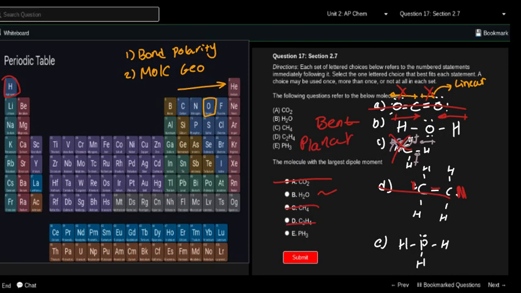And then finally, PH3, which is a trigonal pyramidal shape. So if we just look at it, it's not symmetrical, right? So there is a dipole moment, but if I compare P and H with O and H, the P-H bond has a smaller difference in electronegativity compared to the O-H bond. So that can't be the correct answer, so B.